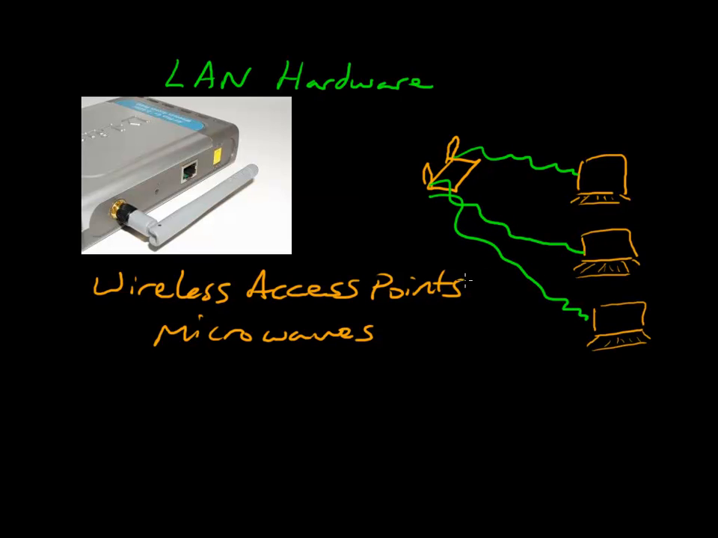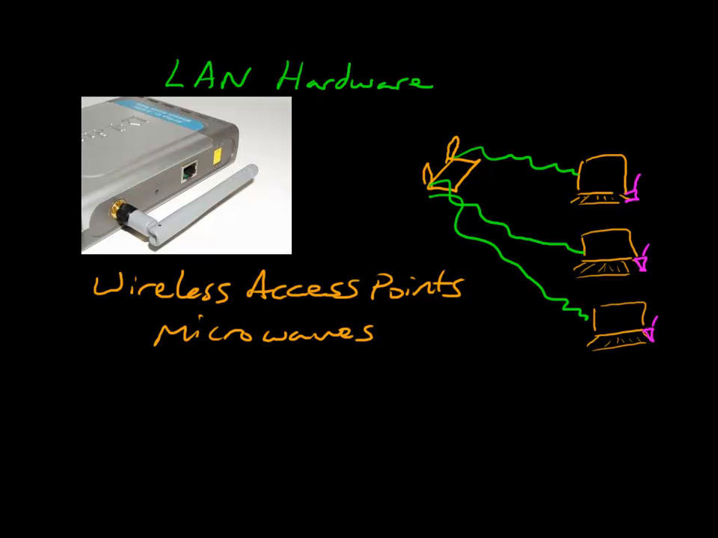Each of the computers is going to need a wireless network interface. So it's not a NIC this time, it's not a network interface card, it's a wireless network interface. Each of them will have a wireless network interface and some kind of antenna so that they can talk to the wireless point.